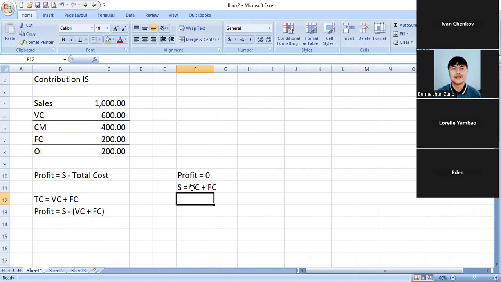Or we can say, that will be one expression, or we can do this. We can say the 0 is equal to, what will be 0 equal now? If I move the sales to the other side, it is sales minus variable cost and minus fixed cost, correct? That will be the other way to express it. Are you guys with me?